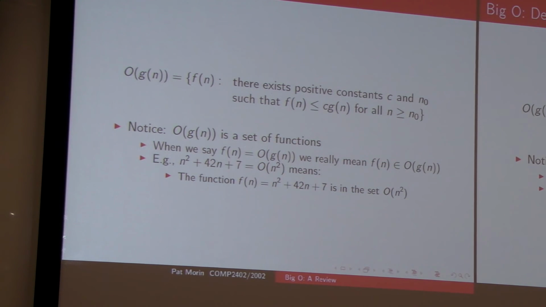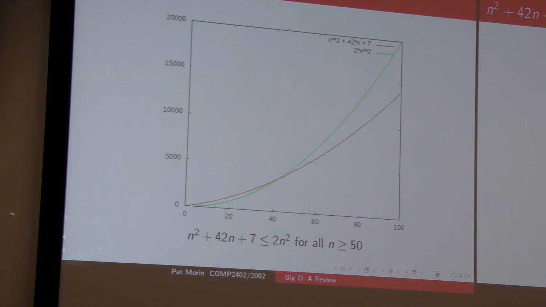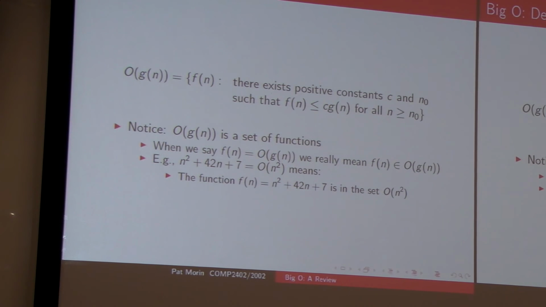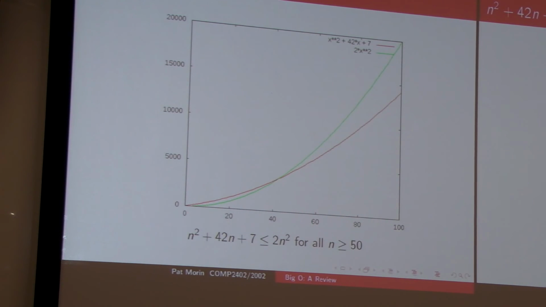So notice a couple of things here. We have used this equality to really mean membership, and our functions often don't have names like f and g. They're just written down as a formula that defines the function. And usually the argument of the function is the variable n. So we said n squared plus 42n plus 7 is in the set O of n squared. The formal definition says that means there is a constant c and n0, so that the thing on the left is smaller than c times the thing on the right for all n bigger than n0. Let's see if that's true. Here's the plot. The red curve is 2n squared.